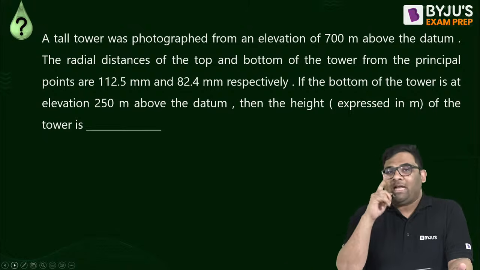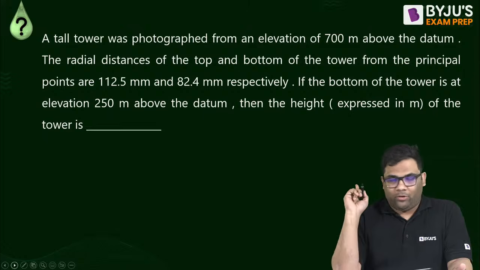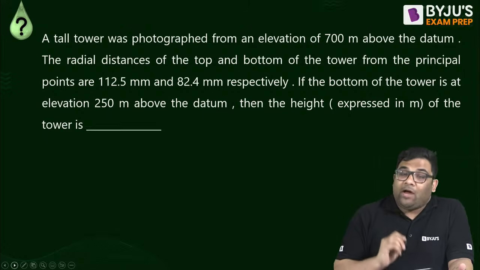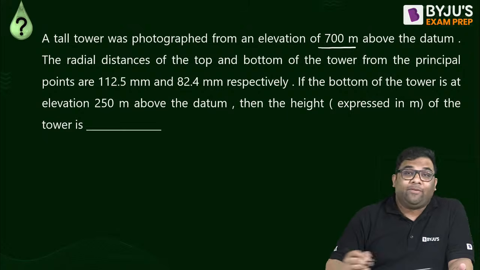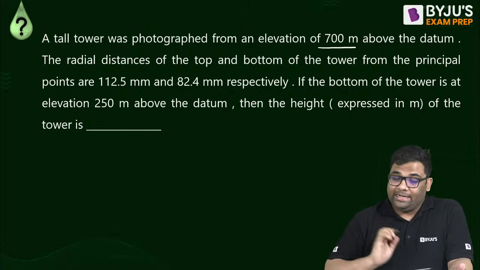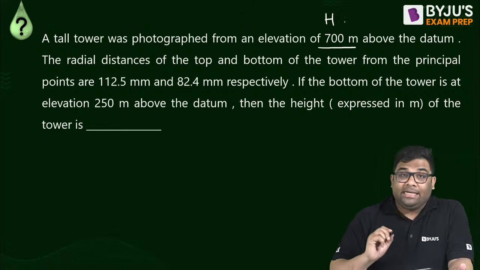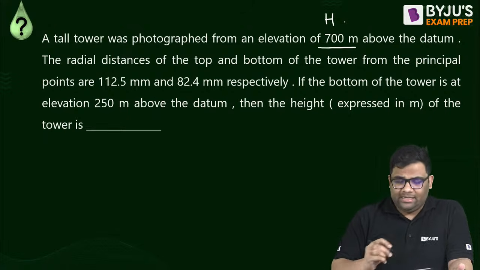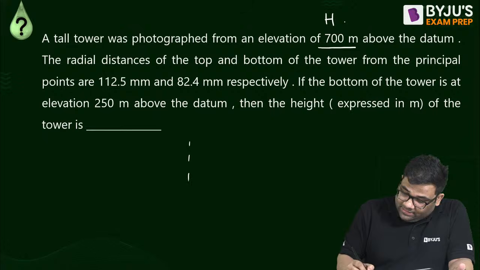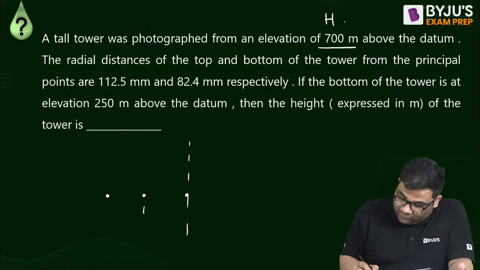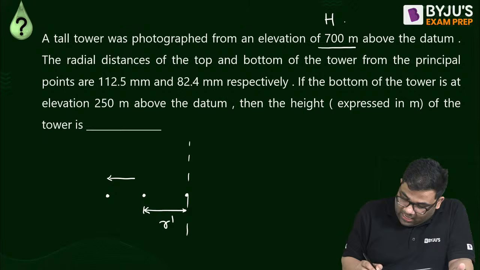So one question I will solve, one question you will solve, okay. A tall tower was photographed with an elevation of 700 meter above the datum. So this is what? The flying height. The radial distances, we can consider them as radial distances, right? This is the central line, you see, and this was the bottom, this was the top, right? If you remember, right? And this was your R dash, and this was your R. So I can say these are also radial distances, right?